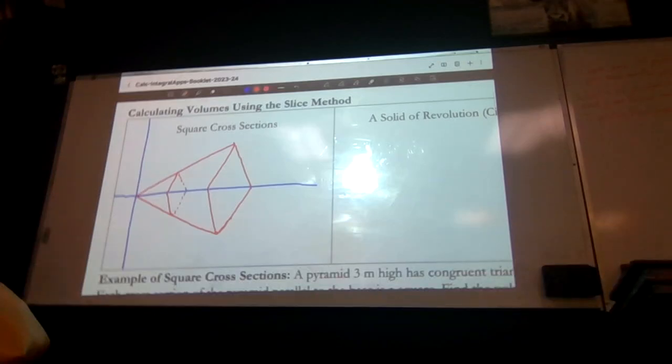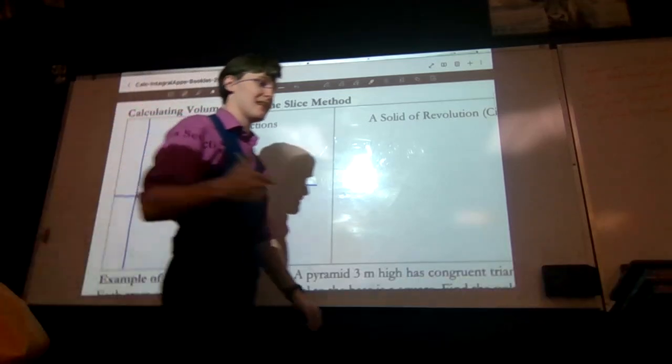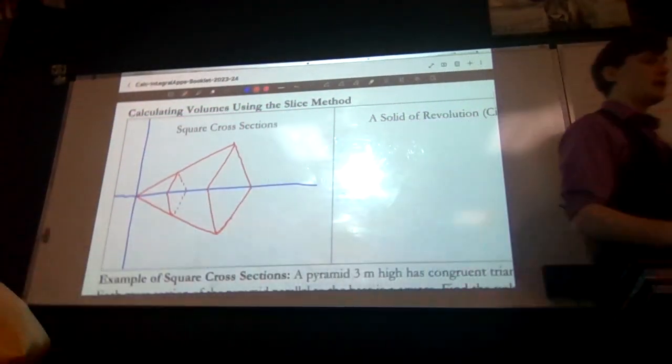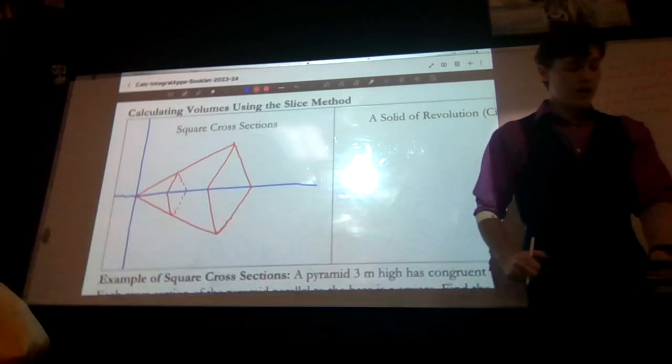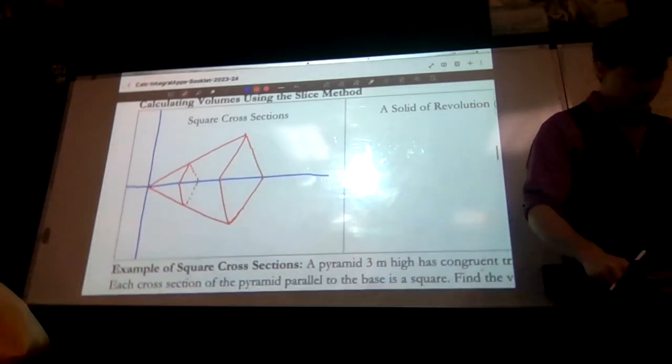Trust me, they get crazy. I think one picture took me like 15 minutes to draw at one point because I kept messing it up. Like I said, I'm not great at drawing these. Okay, so that is a square cross-section.